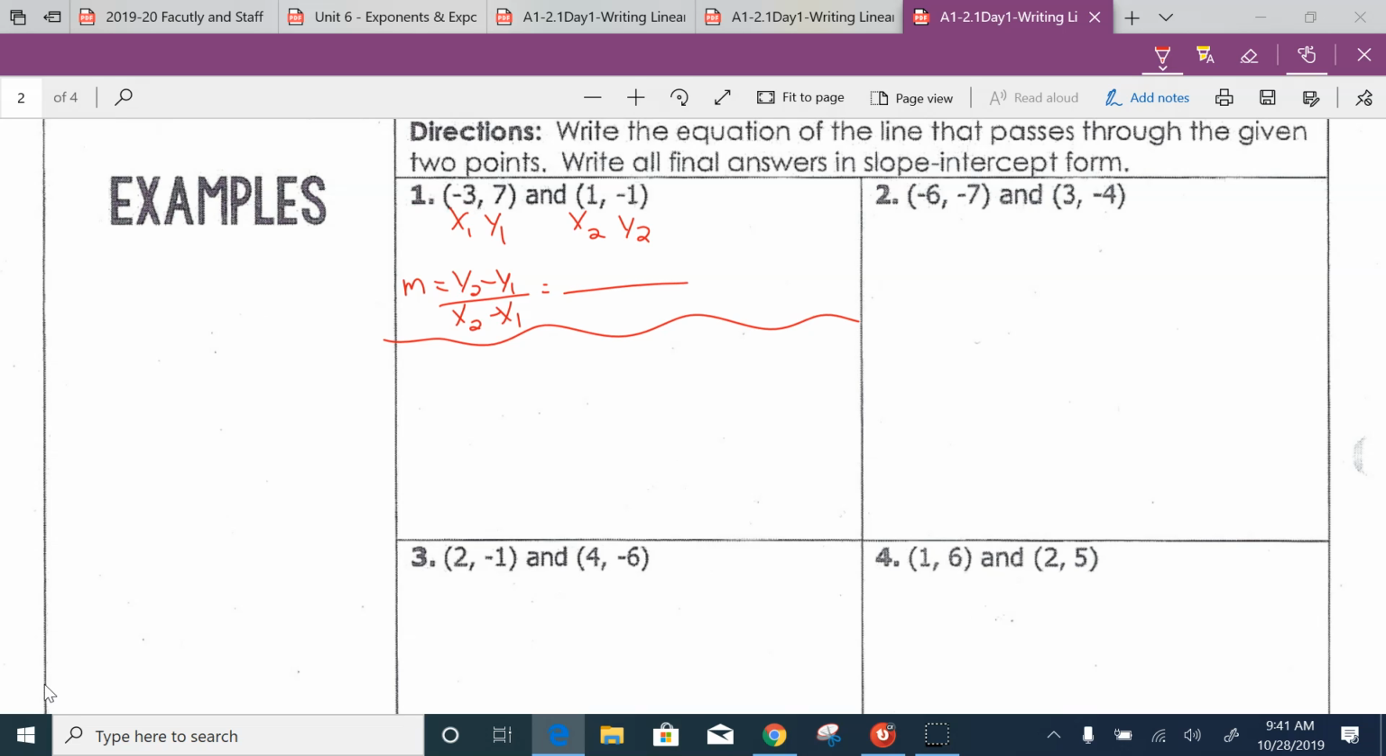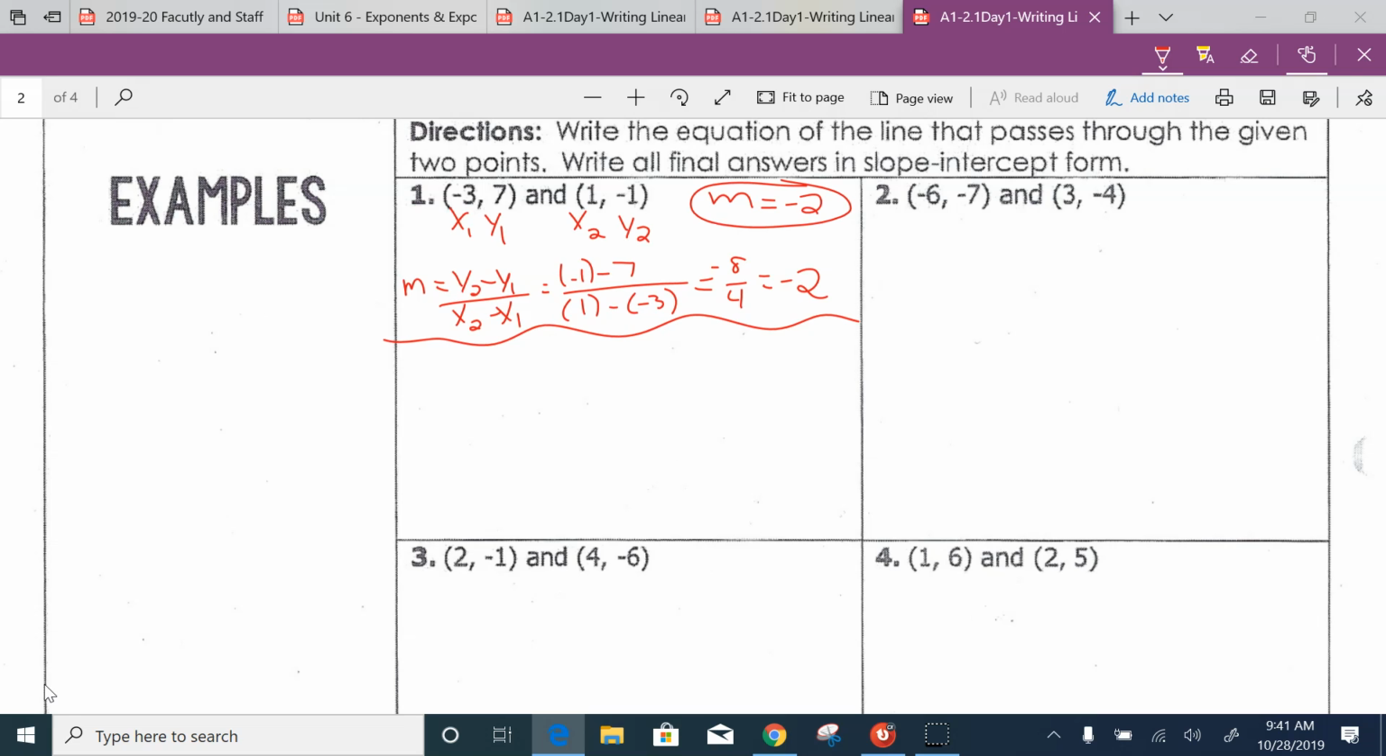I have negative 1 minus 7 over 1 minus negative 3. Using your calculator, you can simplify and do this math quite quickly. You get negative 8 over 4, which gives us a slope of negative 2. So our slope is negative 2.